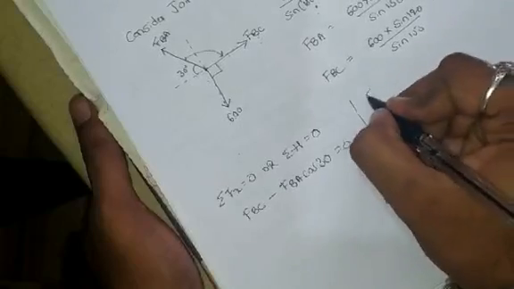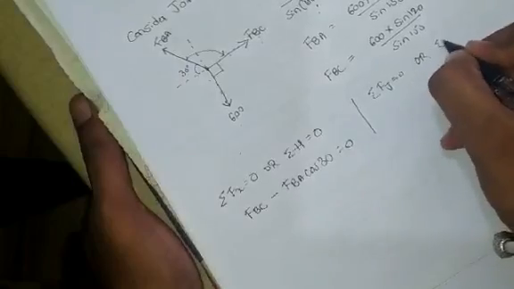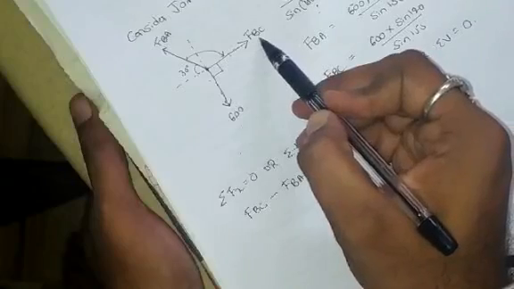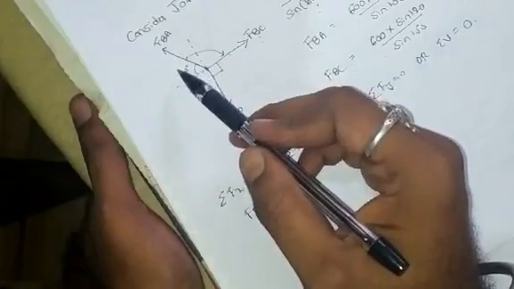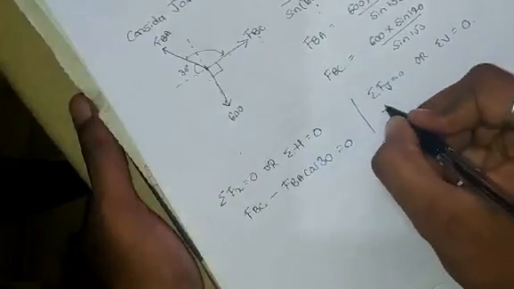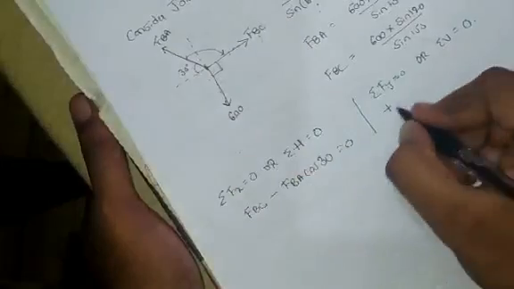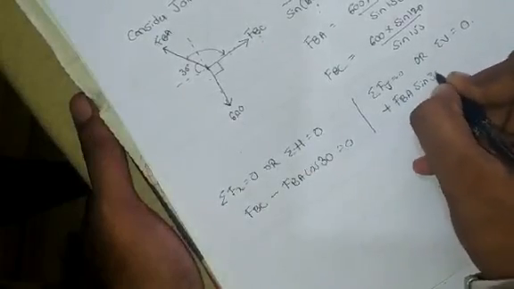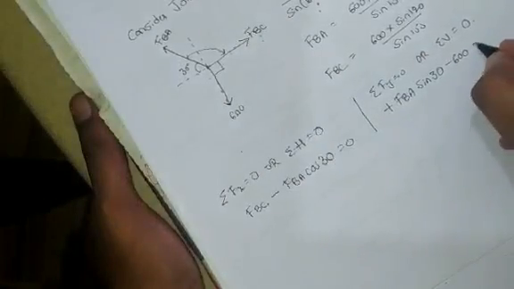Next, summation of Fy equal to 0, or summation of vertical forces is equal to 0. FBC is purely horizontal, so its y component is 0. FBA acts in the second quadrant, so its y component is positive, so first we write a positive sign. With respect to the x-axis, the y component is sine, so this is FBA sine 30, minus 600 because it is acting vertically downwards, equal to 0.